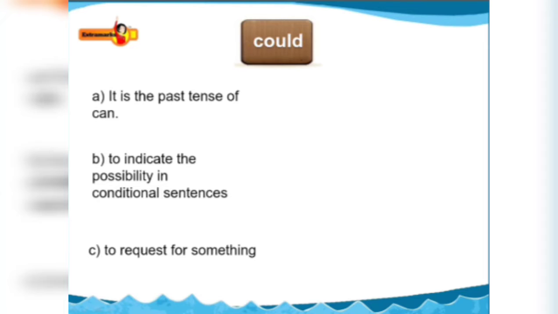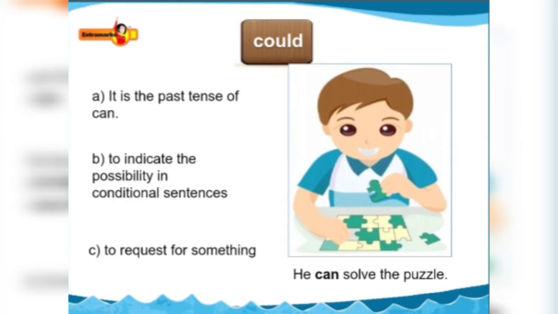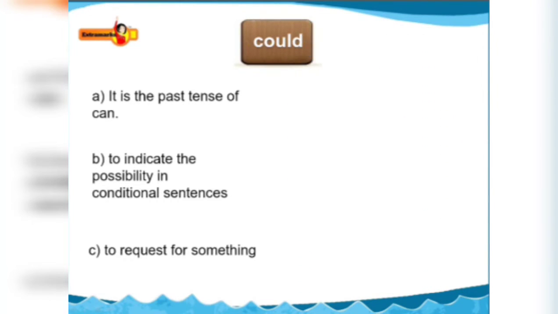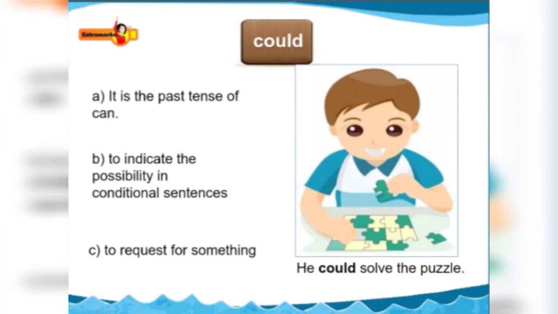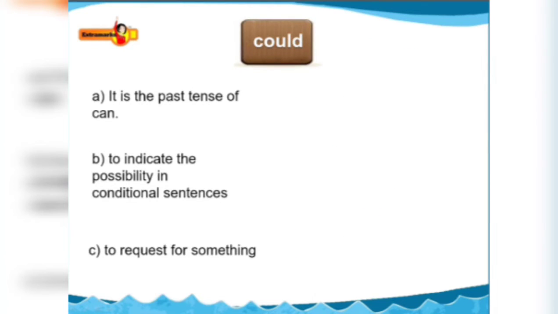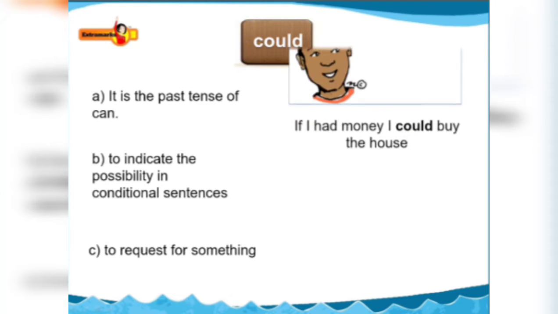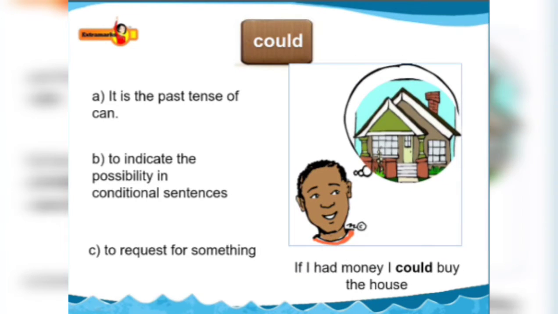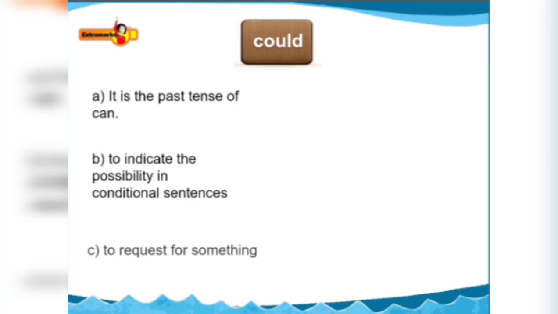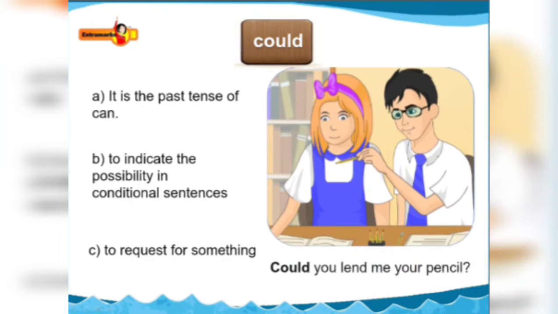Could is A. The past tense of can. He can solve the puzzle changes to he could solve the puzzle. B. Used to indicate the possibility in conditional sentences. If I had money, I could buy the house. C. Used to request for something. Could you lend me your pencil?